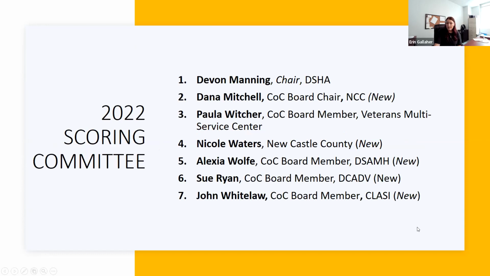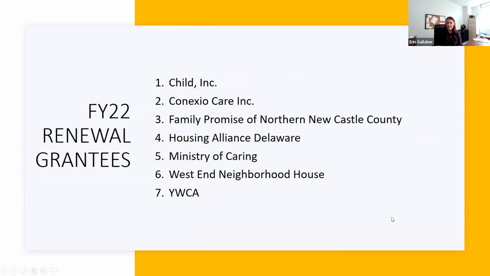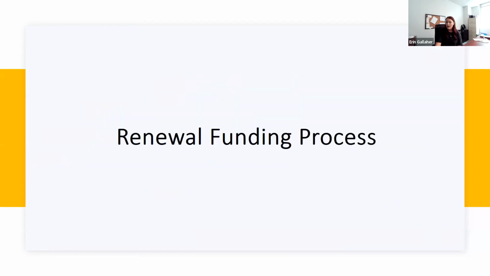This is just an overview of who is on the scoring committee this year. And so that's available. It's also on the website for those of you who want to go there to see it. This is just an overview of all of the different agencies that are coming in for renewal funding this year. And then we're going to look at the process a little bit.